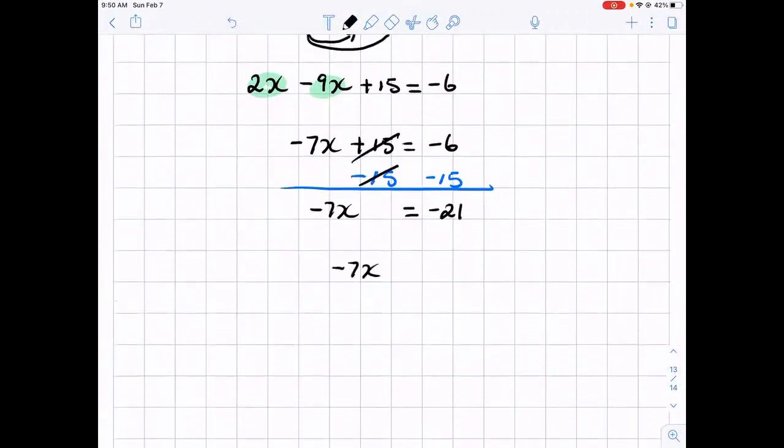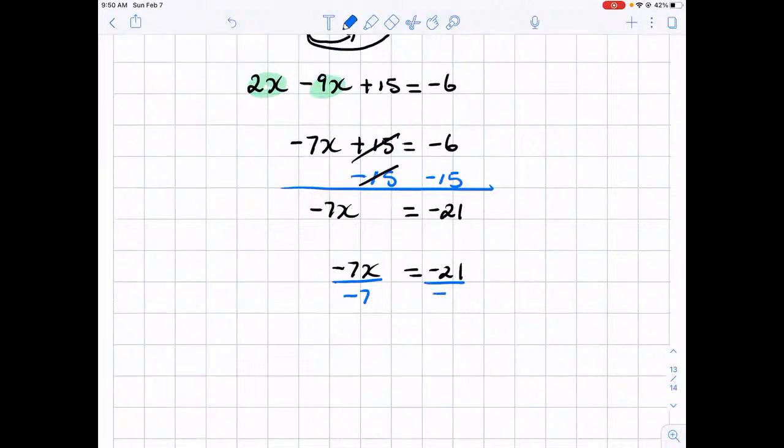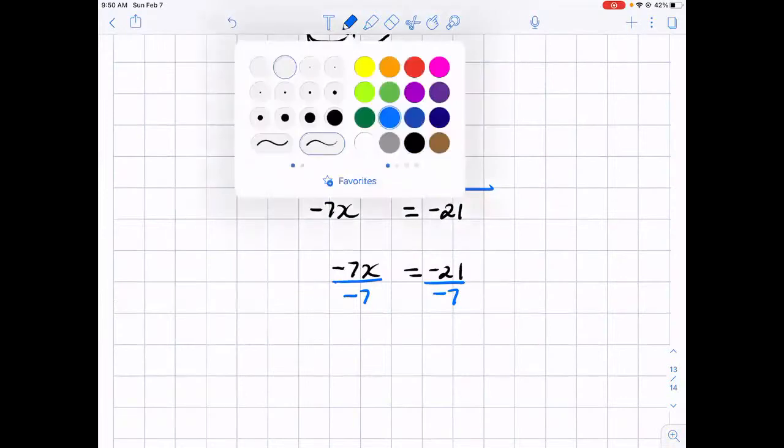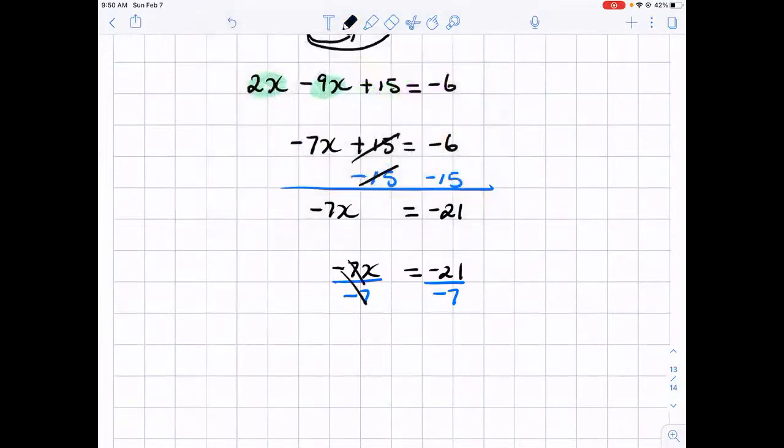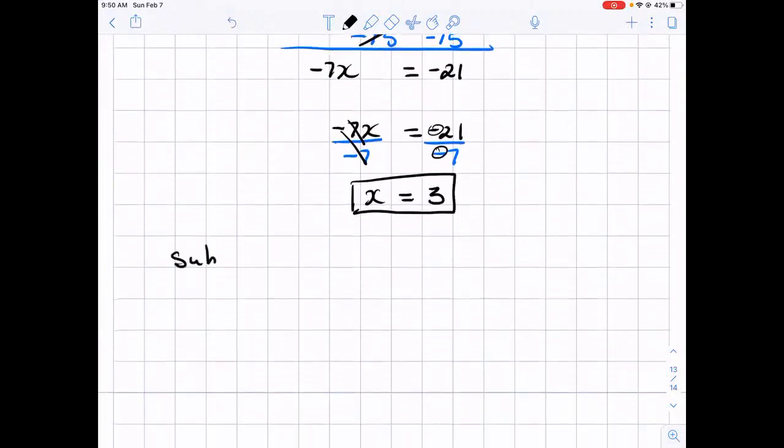And finally, to get x by itself, we'll divide both sides by minus 7. Okay. You will notice that the minus 7 divided by minus 7 becomes plus 1. So x is equal to, and a negative divided by negative becomes positive, 21 divided by 7 is 3. So x is equal to 3. Now we will substitute x equals 3 into equation 1 or equation 2 to find y.